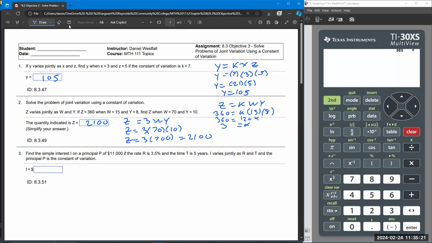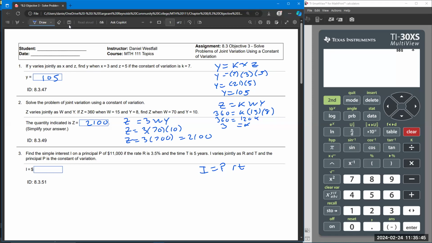Another thing that varies jointly is simple interest, where I is equal to PRT. We probably know that formula. I varies jointly with R and T, based off of the principal, which is going to be our constant of variation.